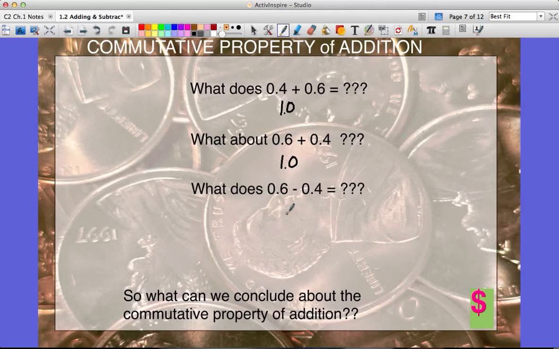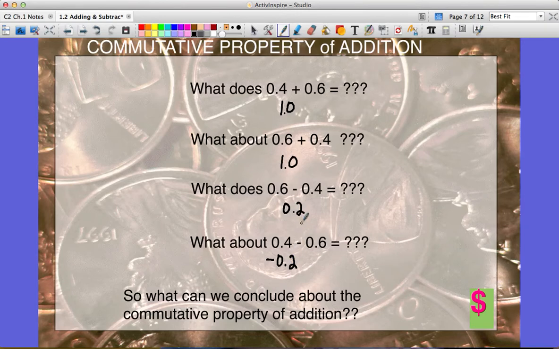What does 6/10 minus 4/10 give us? In this case, it's going to give us 2/10. And then 4/10 minus 6/10. Do not tell me that it's going to give us 0 and 2/10, because it does not. It gives me a negative 0 and 2/10. These two numbers are not equal. This is a negative and this is a positive. Right? So, based on this, what do you think the commutative property tells us?